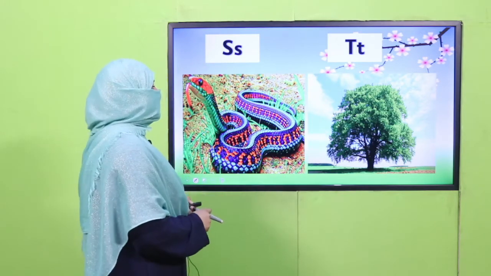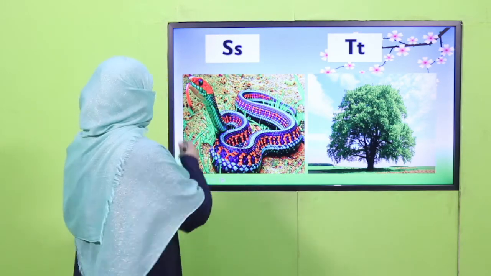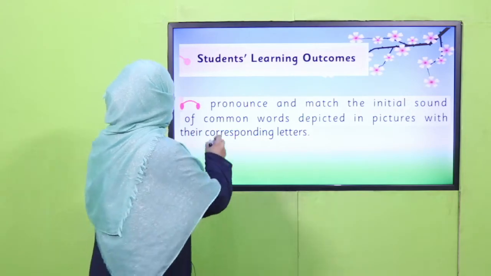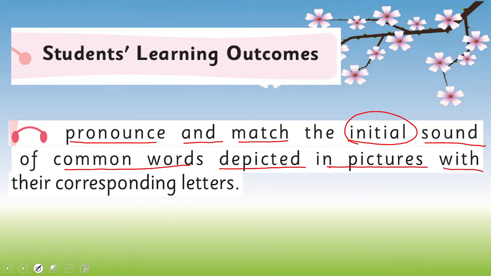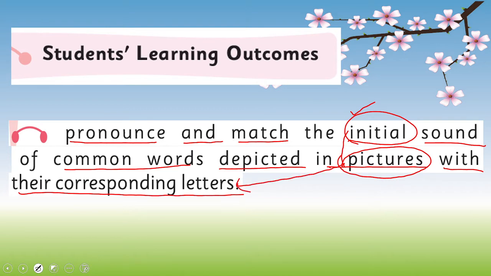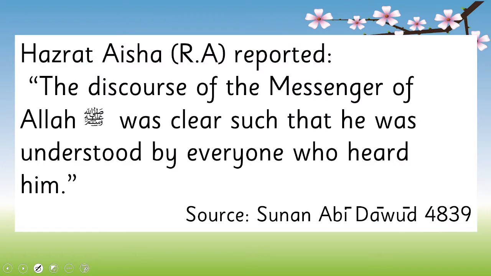All right. So today we are going further and learning further about it. After today's lecture, you will be able to pronounce and match the initial sound of common words depicted in the pictures with their corresponding letters. Pictures will be given to you, you'll have to find out its initial sound and then you will match it with the corresponding letters. This is today's SLO.